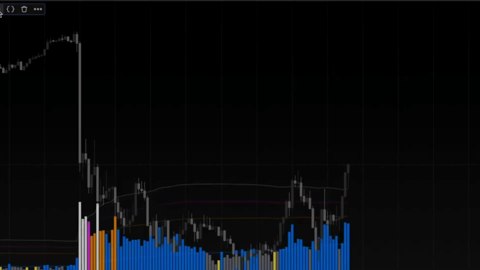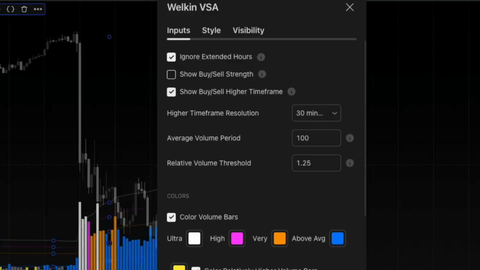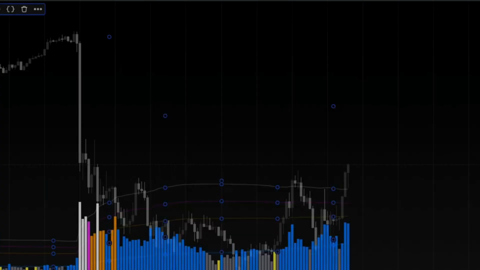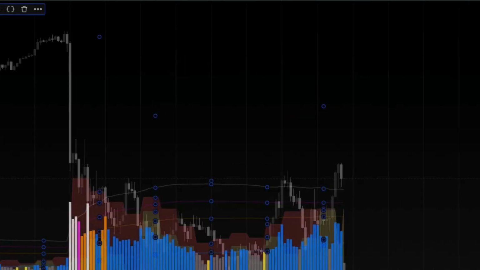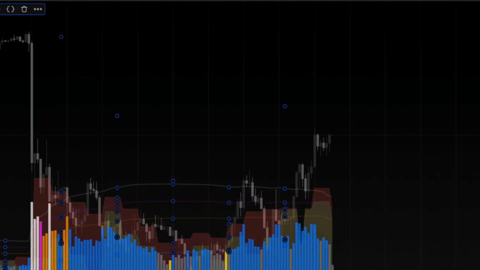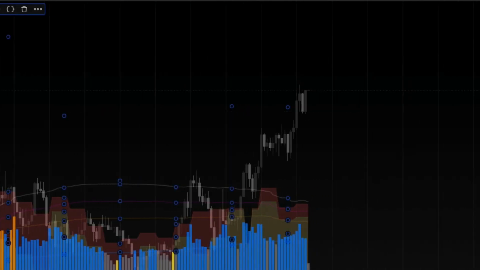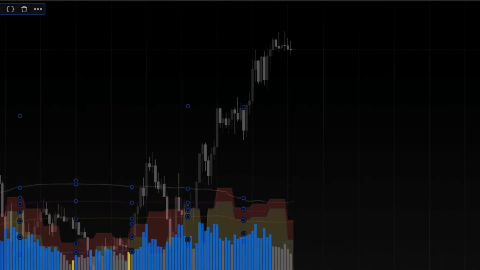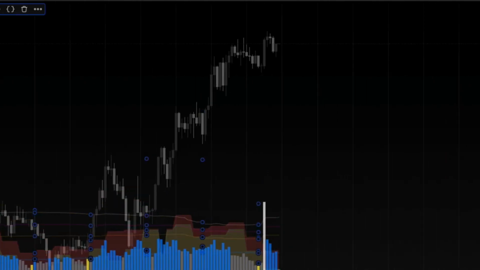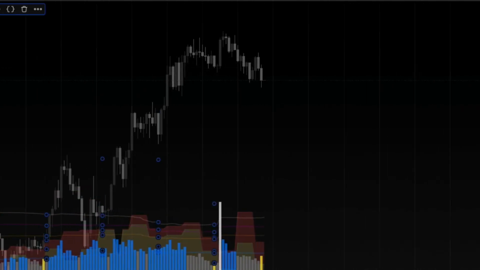If you enable the buy-sell strength or higher timeframe volume settings, you can even manage your trades more intelligently. If you're in a buy and the higher timeframe buy volume stays strong, keep holding your position. But if you start seeing sell volume build up, it's time to tighten your stop or take partial profits.